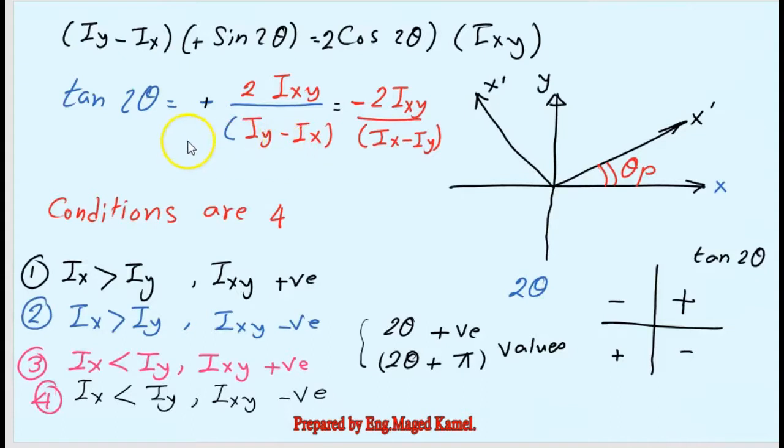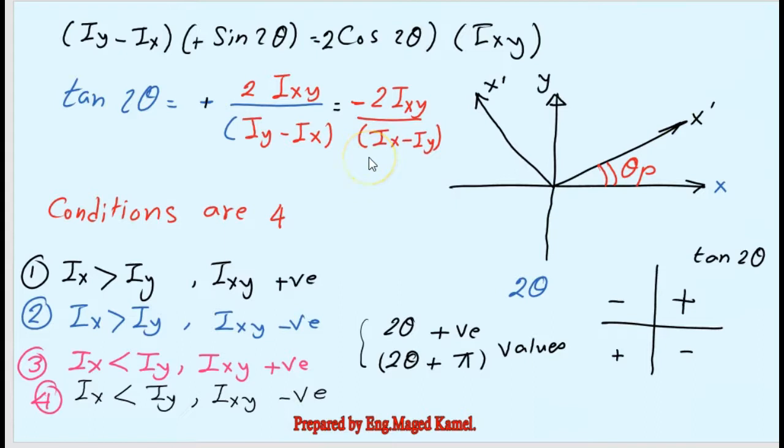So we get our expression, which is tan 2 theta equal to 2Ixy over (Iy minus Ix). We can rearrange it to become minus 2Ixy, and we will put Ix minus Iy in the denominator. And this is the theta. As we remember, this theta was the angle enclosed between X dash and X.